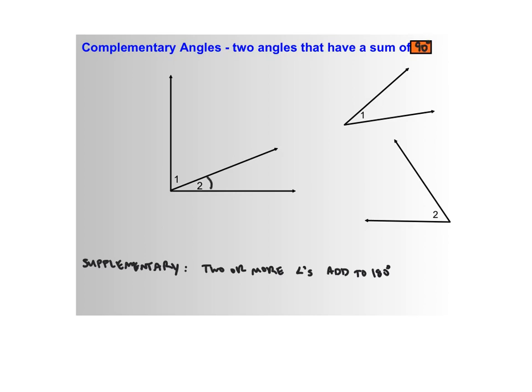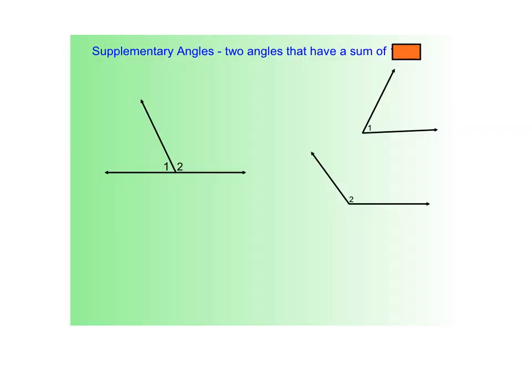You can see that angle 2 and angle 1 here would form a right angle. Examples of complementary angles might be 60 degrees and 30 degrees. So the measure of angle 1 might be 60. Its complement would be the measure of angle 2, which would be 30. Let's continue with angle relationships on the next slide.